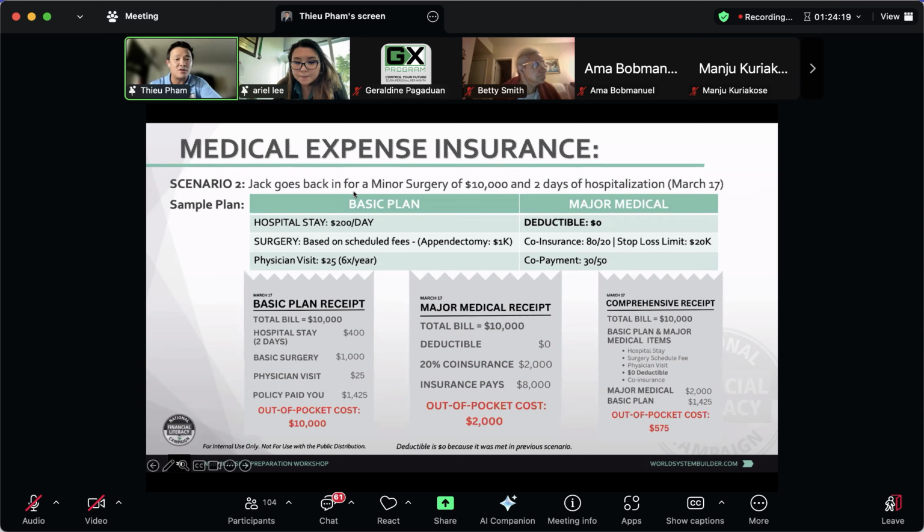Here's another plan. Jack goes in for minor surgery of 10,000 and 2 days of hospitalization. Same thing here. Now in this case, because he already met the deductible, the deductible is 0, 80/20, and stop loss is 20,000. So the basic plan again is 10,000. Because he paid the deductible already, now he only pays 20%. Remember this to do the math. Deductible is 0, so you only pay 20% co-insurance, which is only 2,000. Now you take this 2,000, subtract that 1,425, and out of pocket is 575. So over time, because he goes multiple times, he pays lower out of pocket.